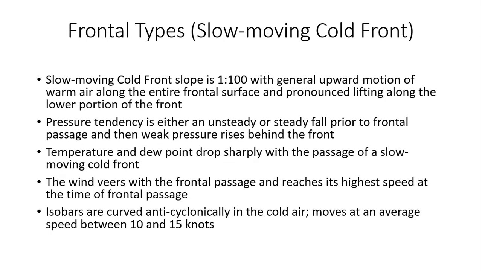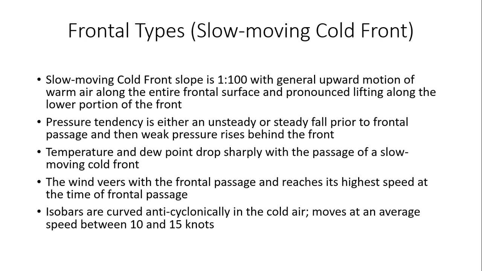Now, a slow-moving cold front. The slope is on average 1 to 100, so 1 mile in the vertical to 100 miles in the horizontal. It's a very general upward motion of warm air along the entire cold frontal surface. You get pronounced lifting along the lower portion of the front. The pressure tendency, that change in barometric pressure, initially is either unsteady or a steady fall prior to the frontal passage, and then you get a weak pressure rise behind the front.